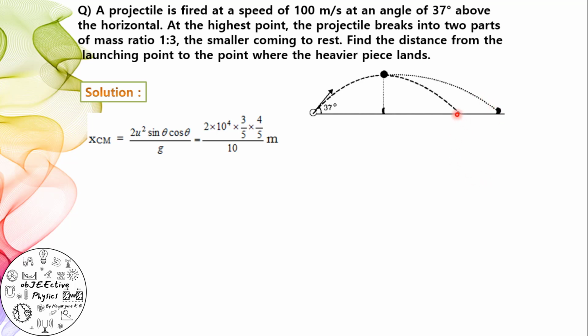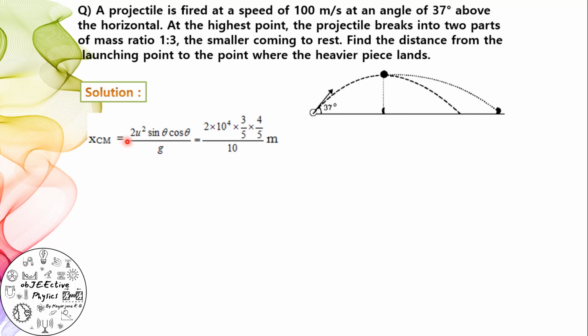Now, in between, one more thick dotted line is there. Whether the projectile breaks into pieces or not, the center of mass of the projectile always travels along this dotted line. So this is the distance of the center of mass of the system from the point of projection, which is also called the range of the projectile. So X_CM, the center of mass of the system, is equal to the range.